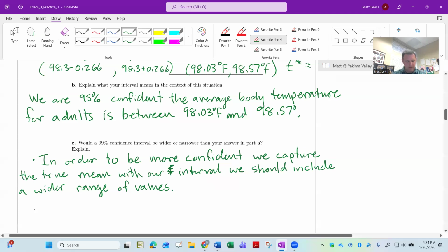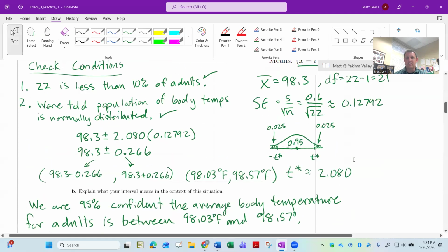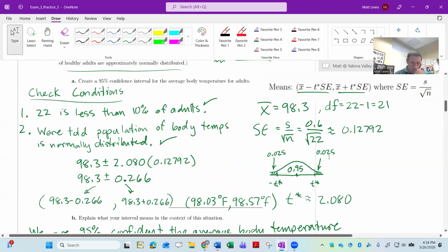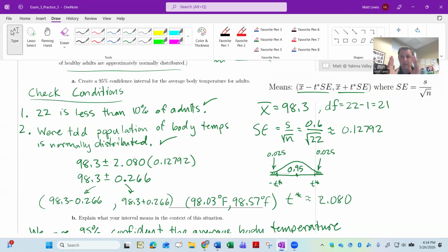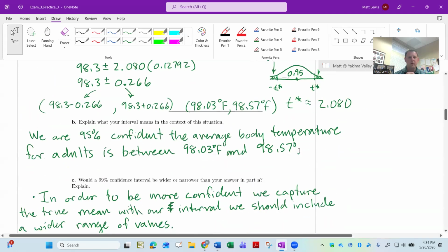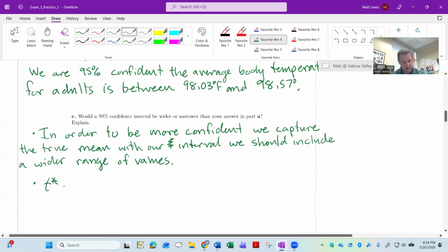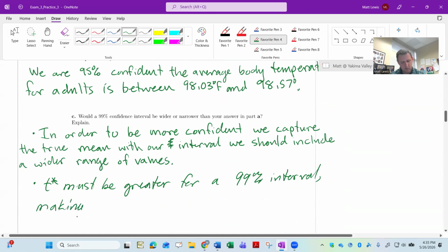A little bit more of a mathematical approach to it would be to talk about the fact that when you change your confidence level, T star changes, right? So you could look at this picture here and imagine that if this was 99, the only way for the region in the middle to be 99% of that region would be for you to widen out a little bit, right? So the other reason is that T star must be greater for a 99% interval, making the interval wider.